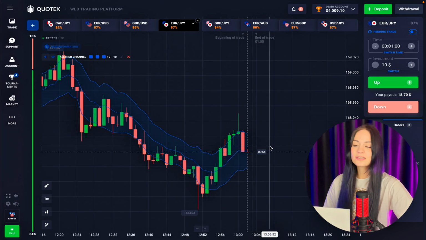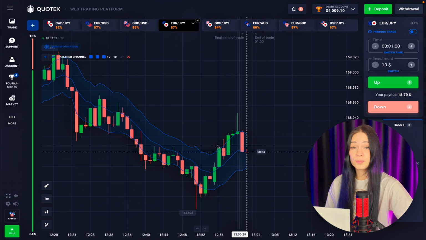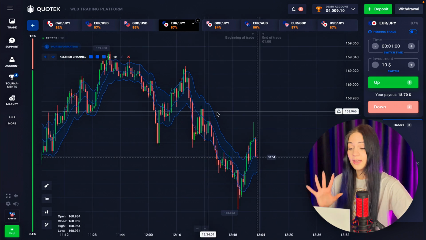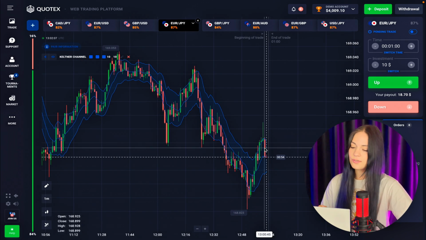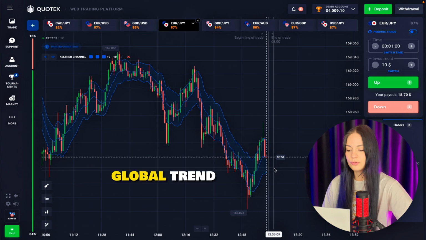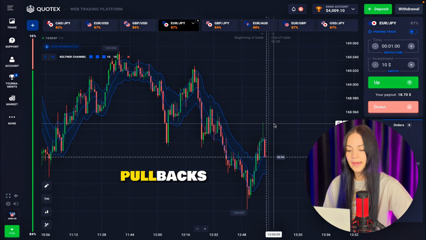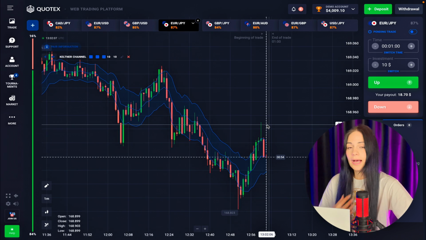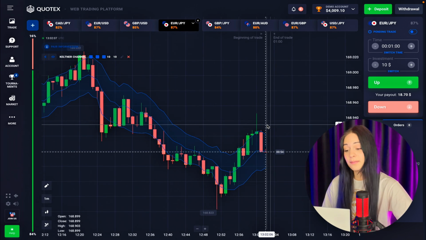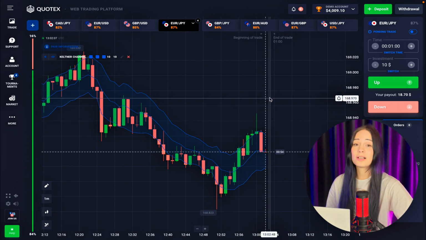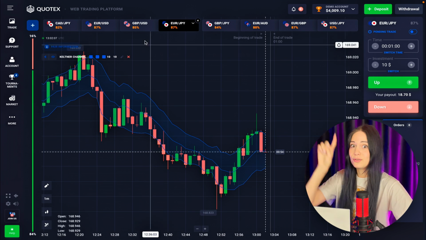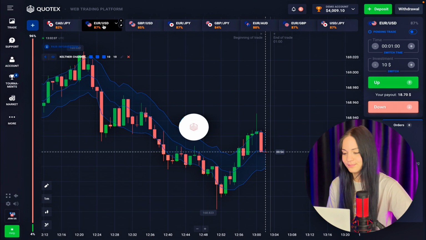But it looks okay, but I'm so uncomfortable to work against the trend. But recently I've got it to find around the global trend. I'm trying to find pullbacks, but in general I'm not feeling comfortable. I'm so nervous, even though the result is not bad. Let's continue and see, maybe something changes.